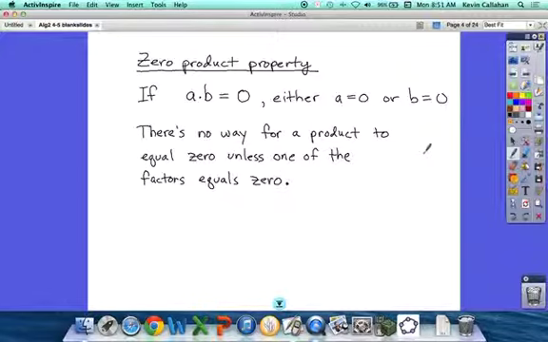I've never heard it called that. I don't even remember hearing it being called zero product property, but it's more like a property of zero. Do you have questions, Sam? Okay.